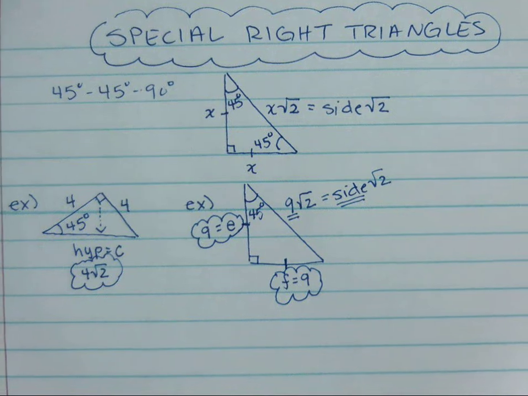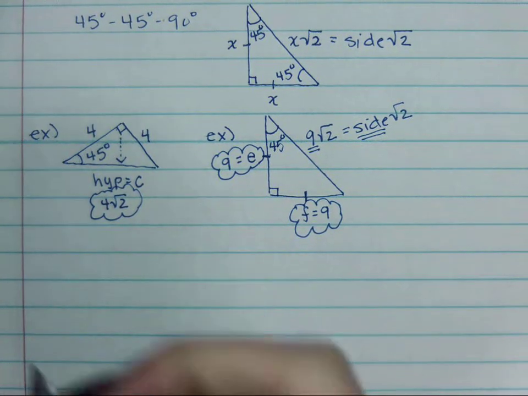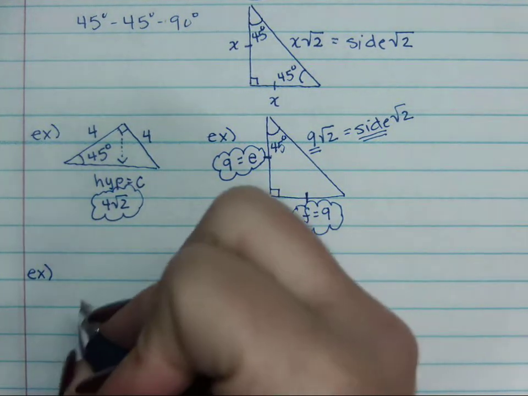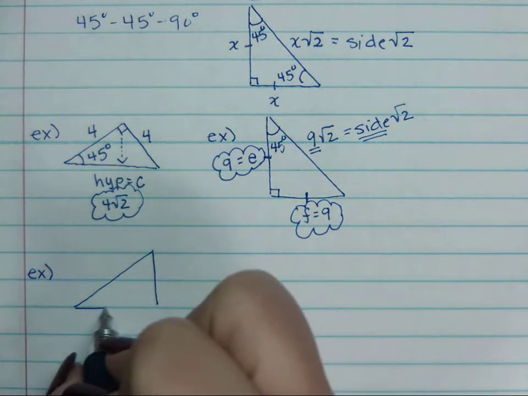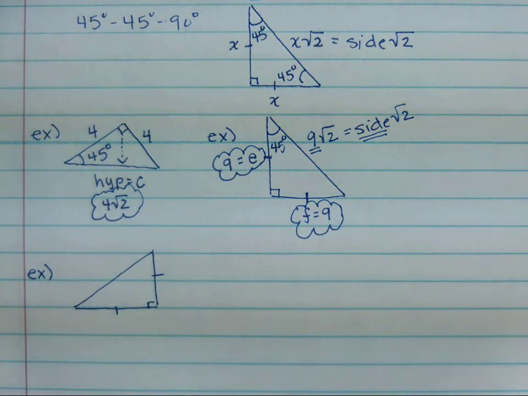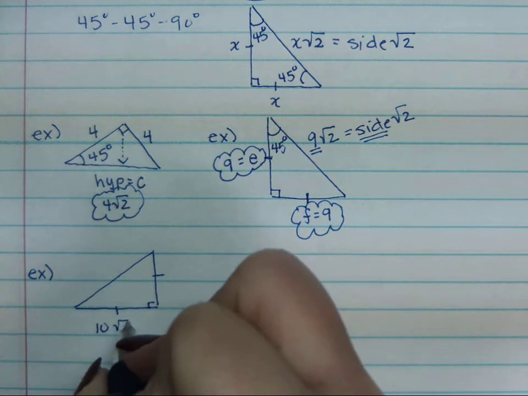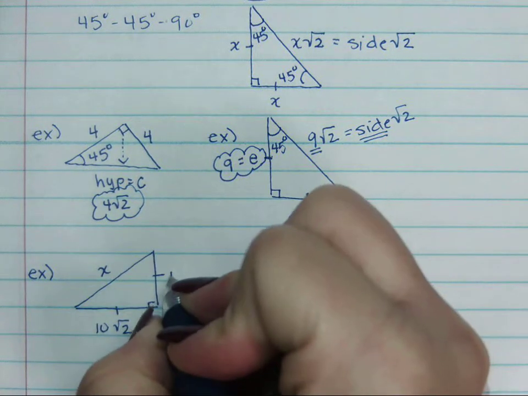Now let's look at kind of an oddball one, just our last one for 45, 45, 90. What happens if I have a side that already has a square root in it? So again, I'm going to know that piece of information. And I'm going to say this is 10 root 2. And I'm going to label this side x and this side y.